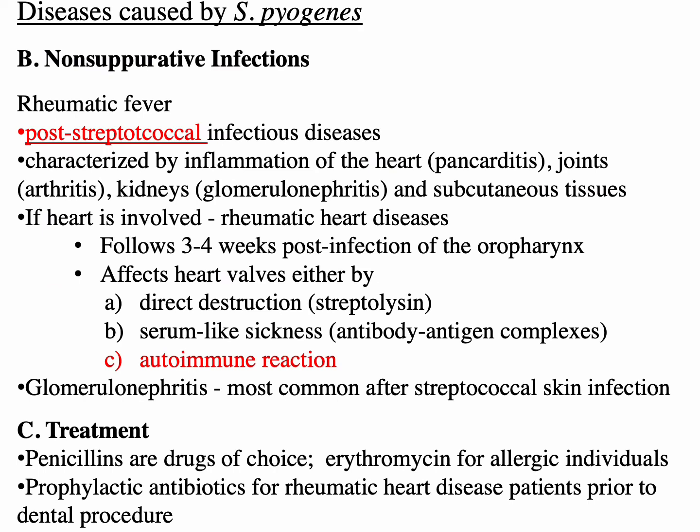So then you have the non-suppurative infection. This refers to rheumatic fever. This is a post-streptococcal infectious disease. The word post-streptococcal means that the person has already recovered from the streptococcus infection. So the person may start out with scarlet fever or strep throat, or even a localized skin infection, and your body has won the battle, and group A strep has been eliminated from the body, so there is no living Streptococcus pyogenes in the body. So this is afterwards.